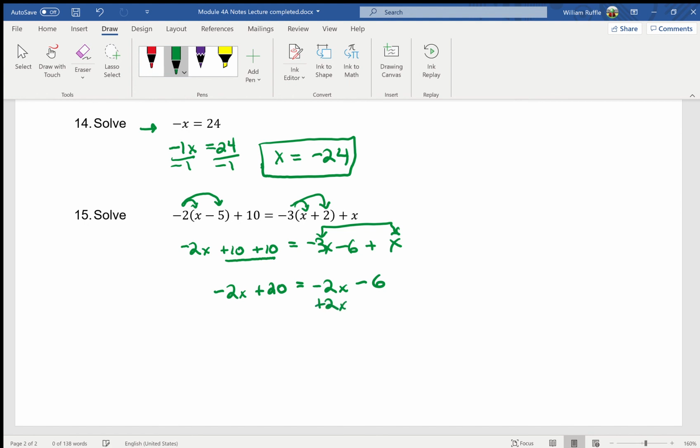So I'm going to add 2x to each side. And now that cancels, and that cancels. So the x's are gone. I'm left with 20 equals negative 6. And if you remember, that's a false statement. So the answer is no solution.